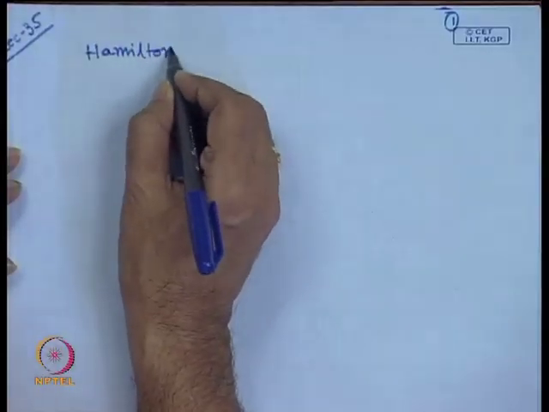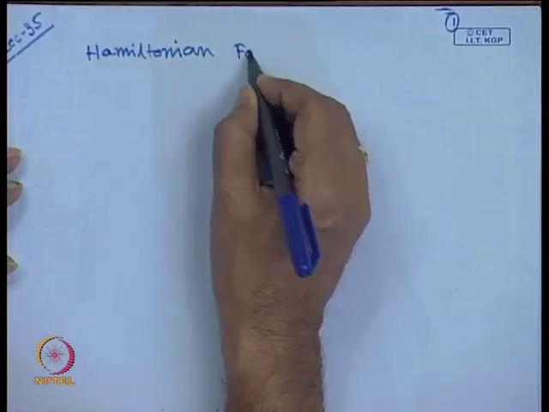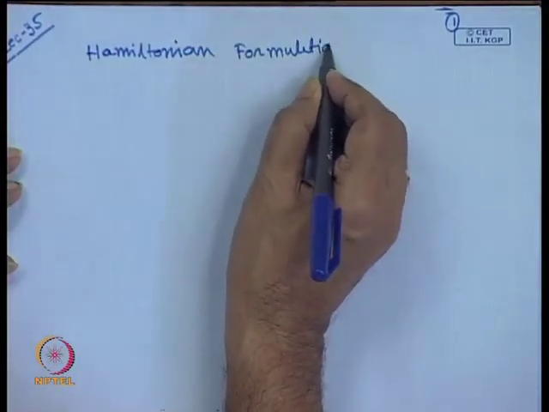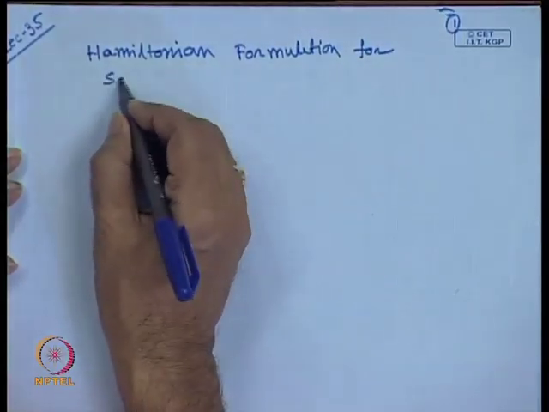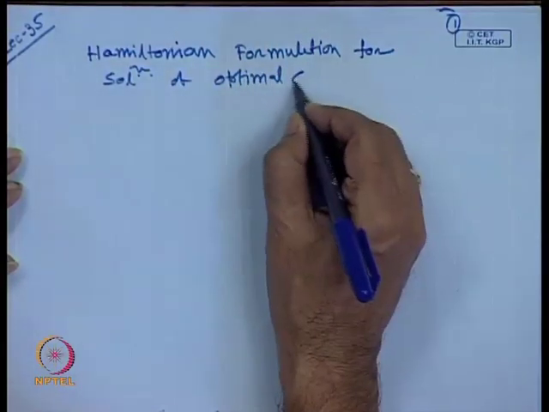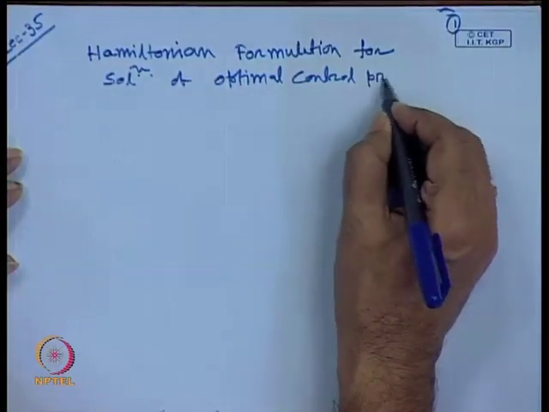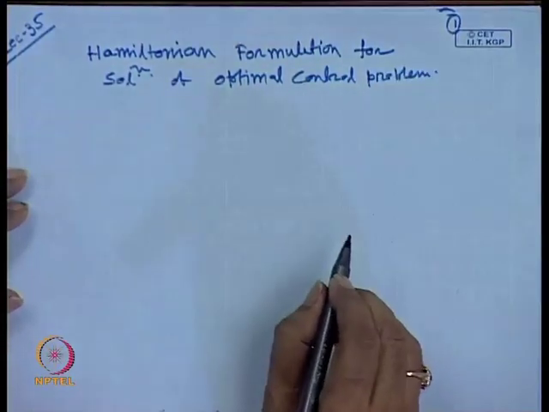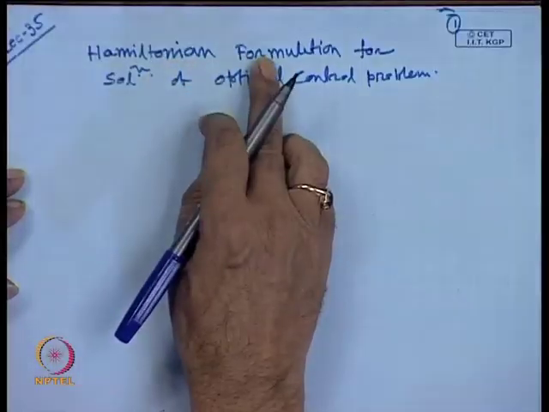Discuss the Hamiltonian formulation for the solution of optimal control problem, and then we will consider some numerical example. So, this is the Hamiltonian formulation for the solution of optimal control problem, of course, using calculus of variation. So, if we recollect why we are going for a Hamiltonian formulation.